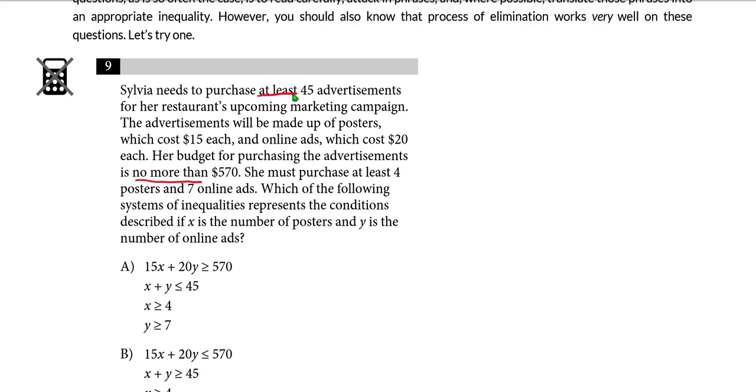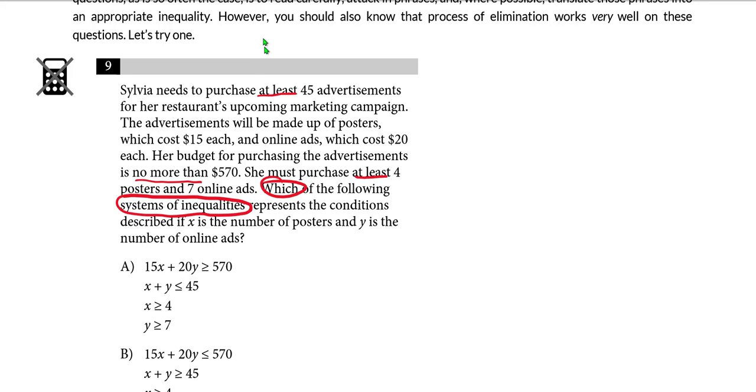Again, there's the language. We've got at least, we've got no more than, so we know they're testing us on linear inequalities. We can see that from the answer choices as well. She must purchase at least 4 posters and 7 online ads. Which of the following systems represents the conditions described if X is posters and Y is online ads? So let's just circle which system of inequalities. That is what they're asking us.